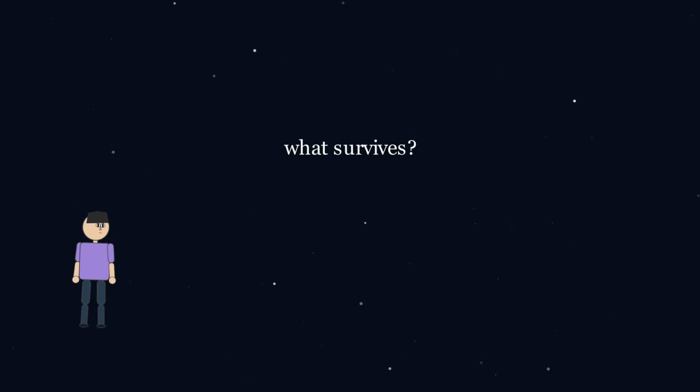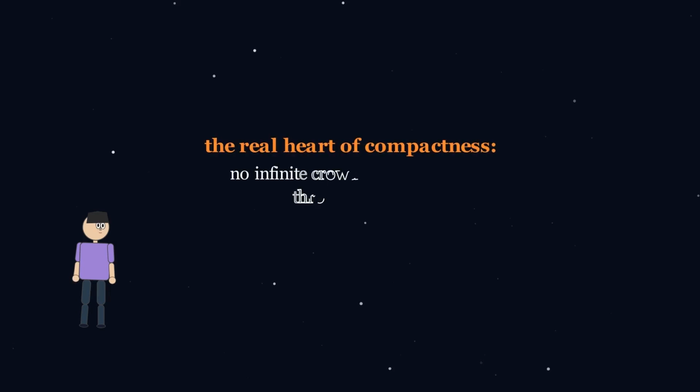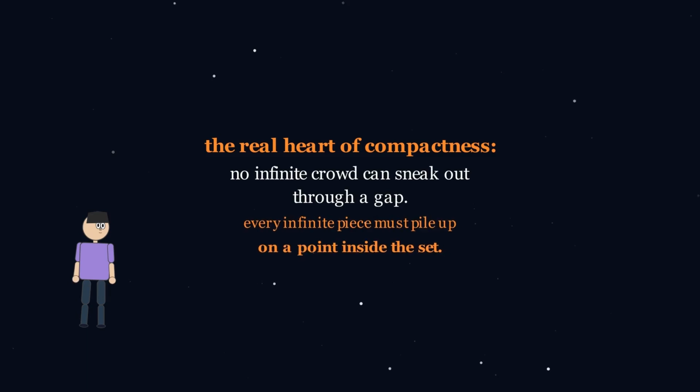So what survives out here in every metric space, no matter how strange? This, the real heart of compactness. A set is compact exactly when no infinite crowd can ever sneak out through a gap. Every infinite piece of it must pile up on a point that is genuinely there, inside the set. That, and not closed and bounded, is the idea that travels everywhere. And one clean gift comes along with it. Carve a closed piece out of a compact world, and that piece is compact too.